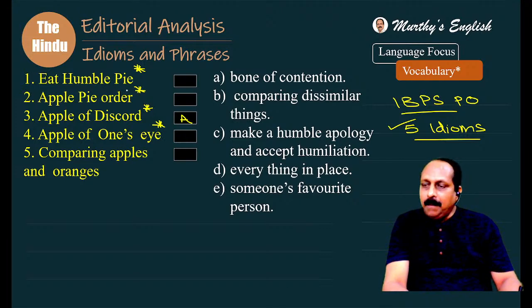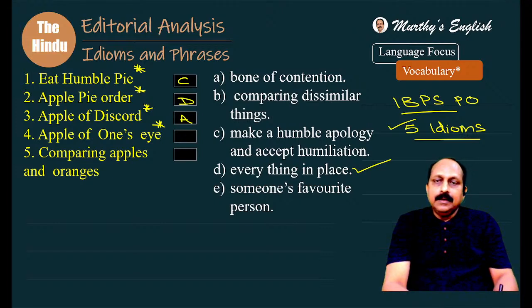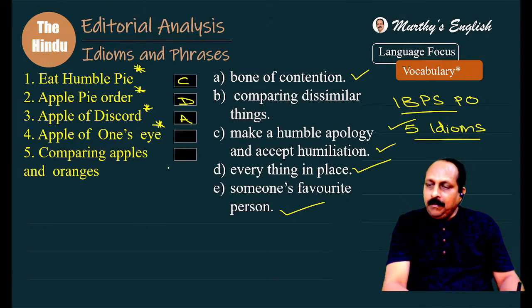Let us start with eat humble pie. It means make a humble apology and accept humiliation. Answer is C. Everything is in apple pie order. Everything is spick and span. Means what? Everything in place. D. Here A is over, C is over, D is over. Apple of one's eye means what? Someone's favorite person. He is the apple of the manager's eye.